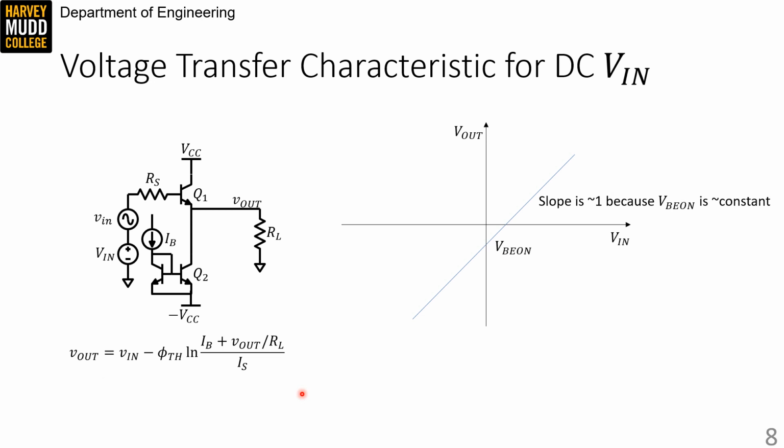We can start by noticing that the VTC will basically be a straight line for much of the curve. In this region, IB is much bigger than Vout over RL, so the logarithmic argument here is going to be about constant, and that means the slope of this line is going to be about 1.